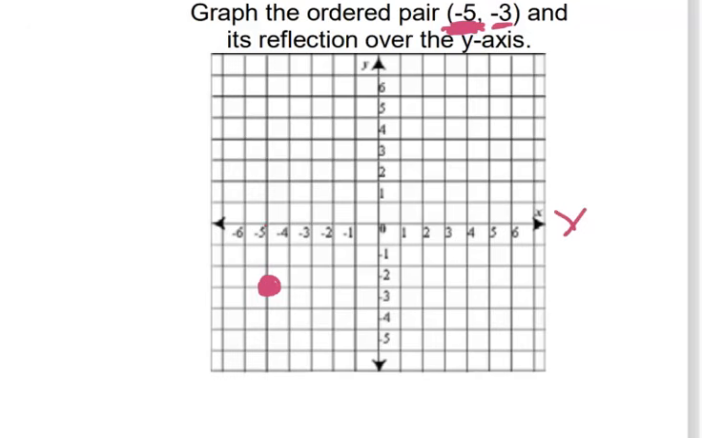All right, and then it's going to tell us to reflect over the y-axis. Okay, so we're still going to reflect over the y-axis. It could tell us to reflect over the x-axis, but we're using the y-axis as our mirror. So you need to go the same distance from the dot to the y-axis. So we have 1, 2, 3, 4, 5 places. So there's going to be 1, 2, 3, 4, 5 places. So our graph on the other side would be right there.